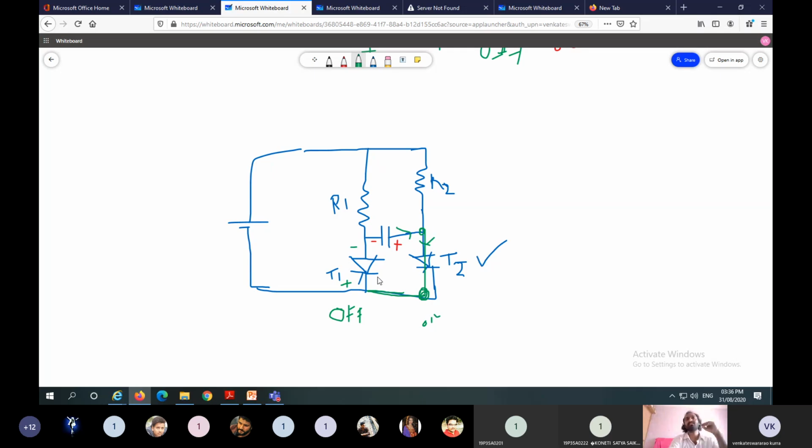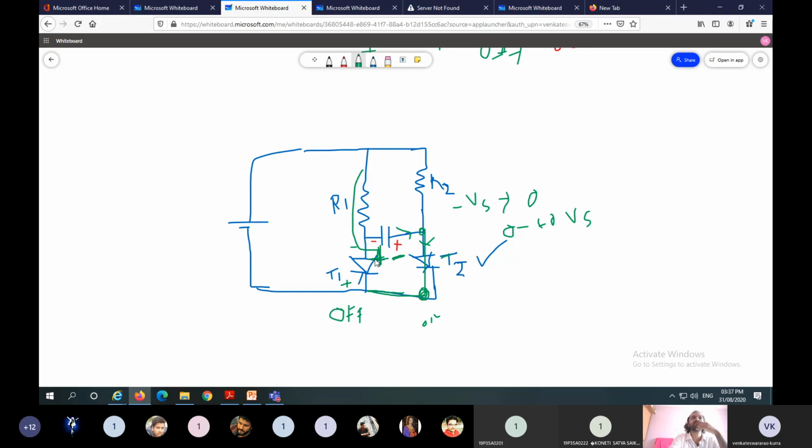In this state, the capacitor discharges completely from minus Vs to zero. Then again it charges from 0 to Vs. Now in this case, the polarities of the capacitor are like this: this one is plus and this one is minus. This voltage is reverse voltage for T2.